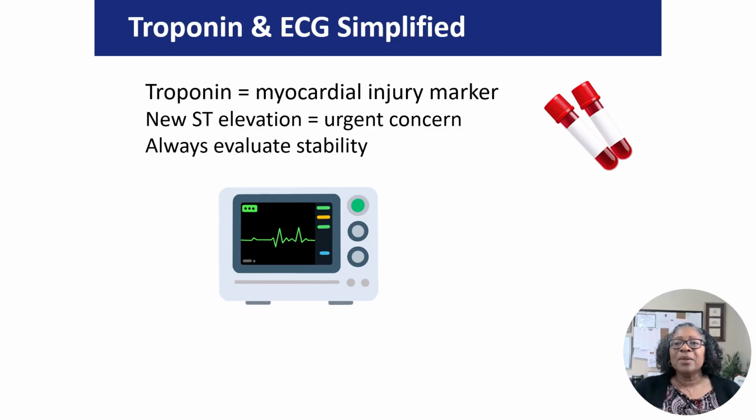Understand that you don't have to memorize every ST variation. But you do need to recognize if it's new. If there is new ST elevation, if there is ventricular tachycardia, if there is ventricular fibrillation, if there is symptomatic bradycardia, you need to ask, is the patient perfusing? Because if not, that is an emergency.